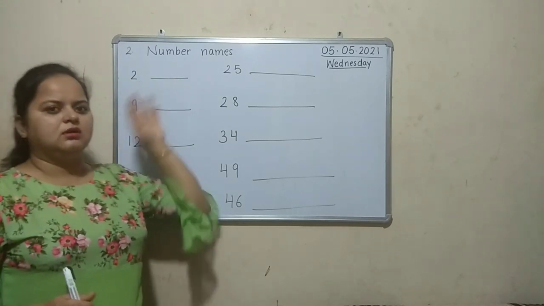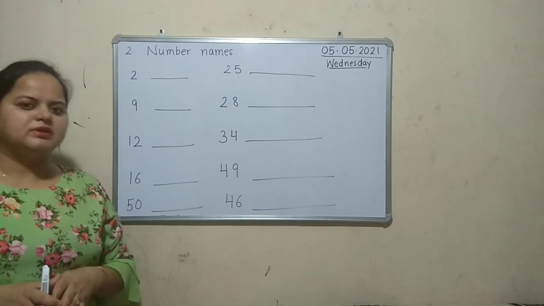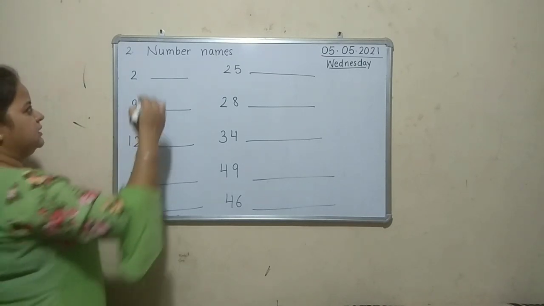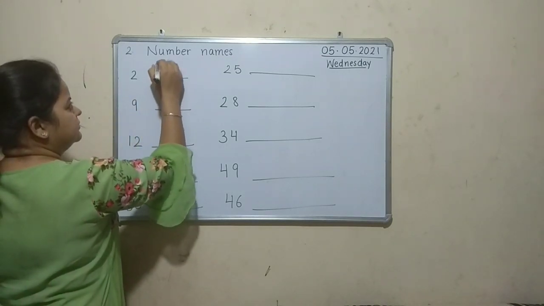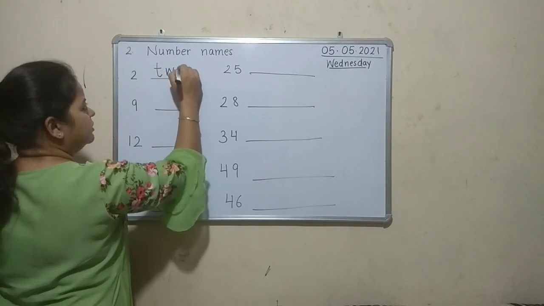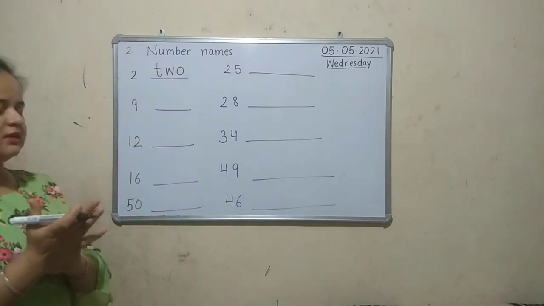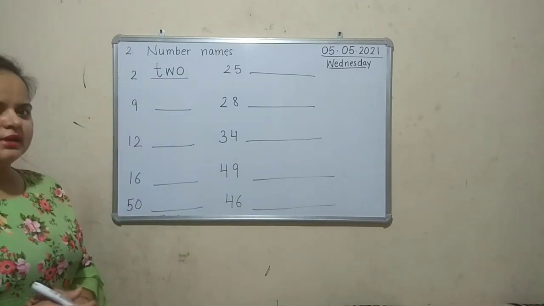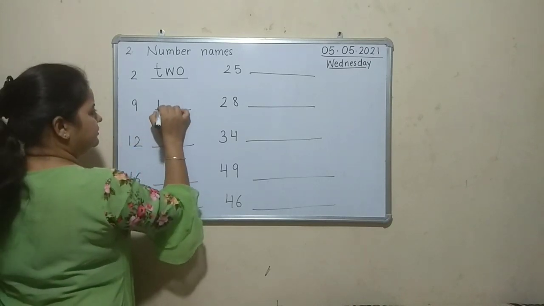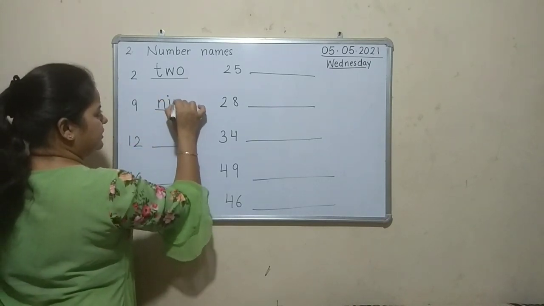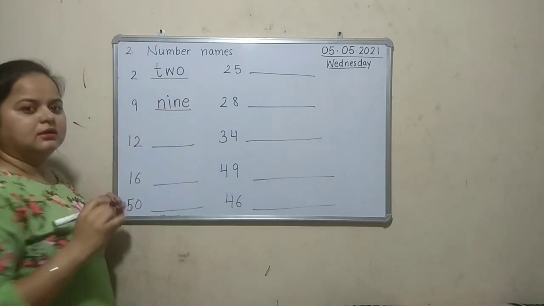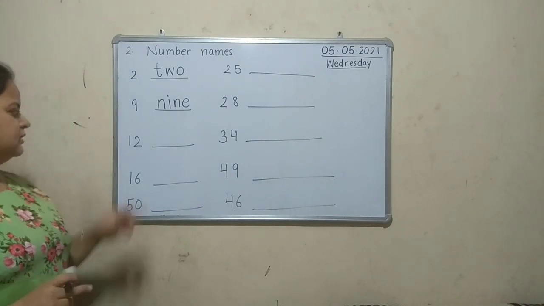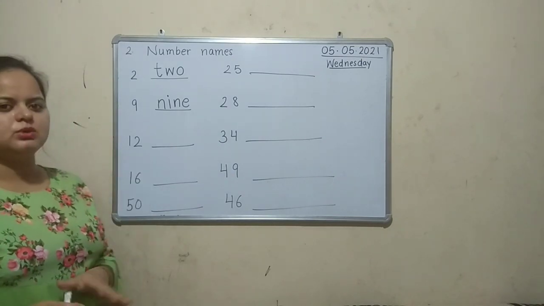Okay, 2. What are the spellings of 2? How will we write 2? Yes, T. Very good. W, O. Well done. T-W-O, 2. Very good. 9. N-I-N-E, 9. Very good. Next number is 12.